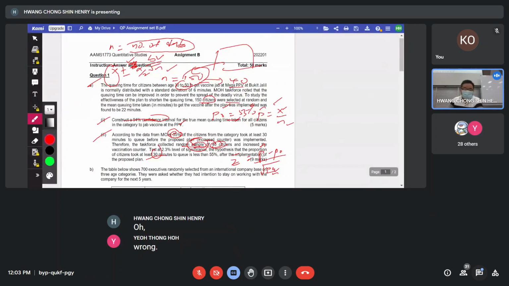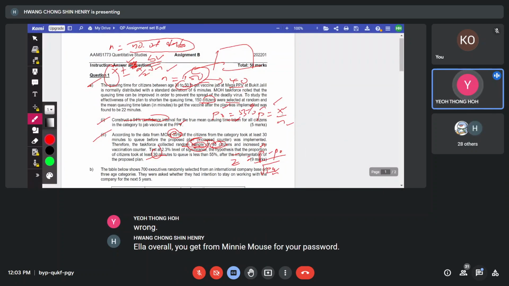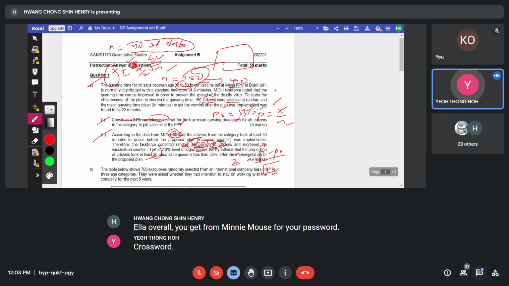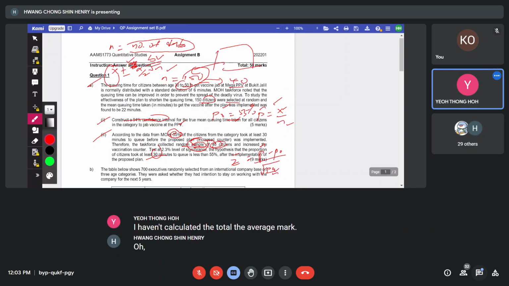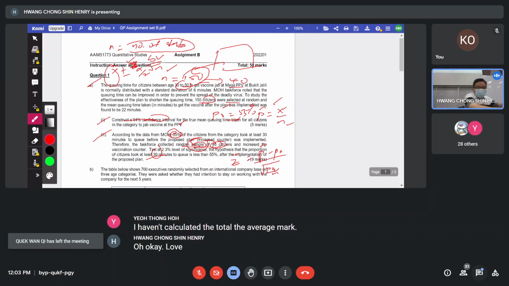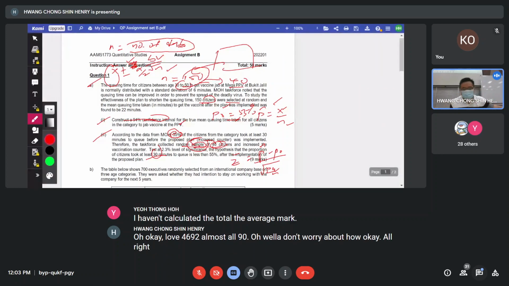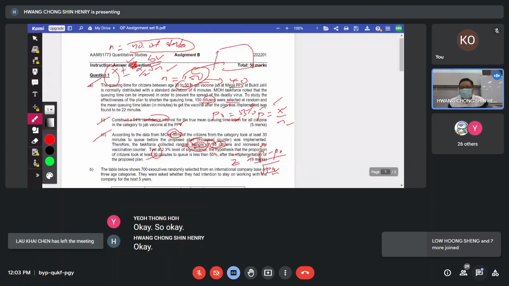Overall, how many marks do you get for your coursework? Coursework, you mean the group assignment or the total? No, quiz, test and assignment. I got all the results, but I haven't calculated the total, the average mark. Okay, 46, 92, almost all 90 over, normal. Don't worry. Okay, all the best. Okay, thank you, sir. Okay, welcome.